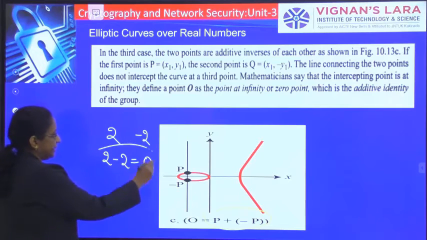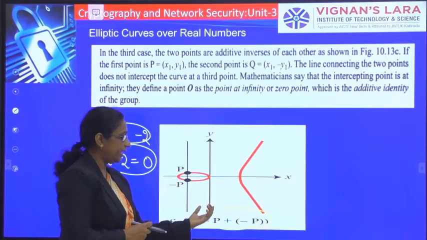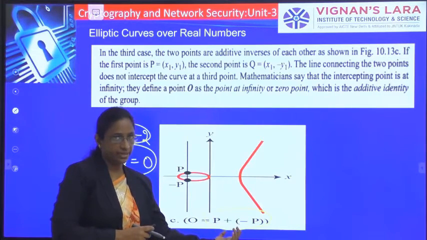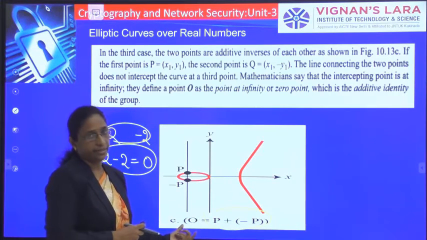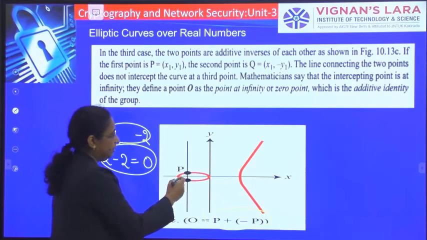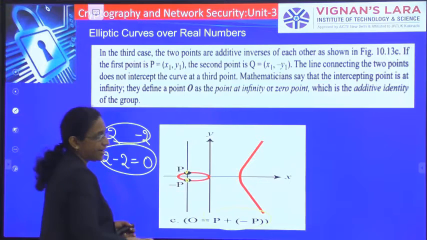Similar to this, here also, when we take one element and another as the additive inverse of that element, what I should get is an identity element. So here also, suppose this is my elliptic curve, and I have taken one point as P and another point as minus P.